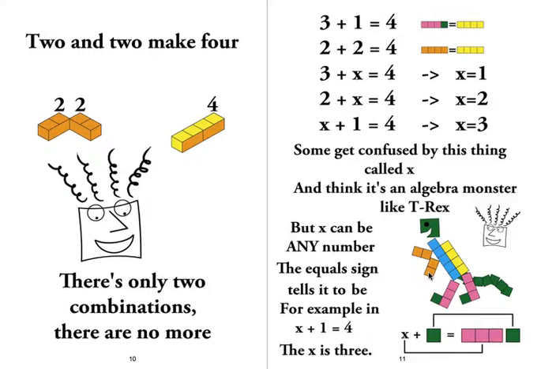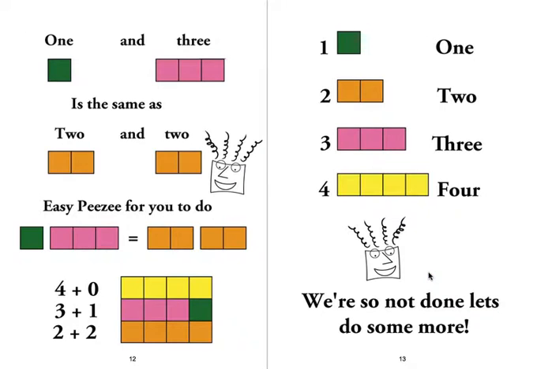Actually, this book was designed for children under the age of 5. 1 and 3 is the same as 2 and 2. Easy peasy for you to do. And they can see it very clearly there. 1, 2, 3, 4. We're not done. Let's do some more.